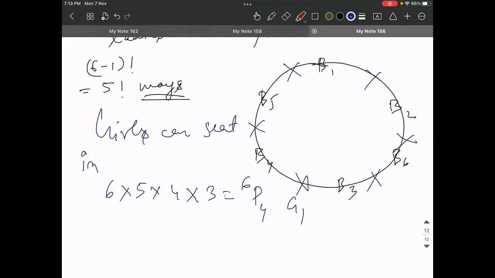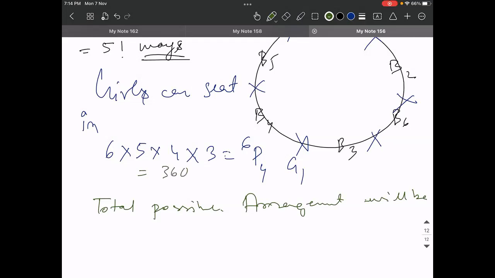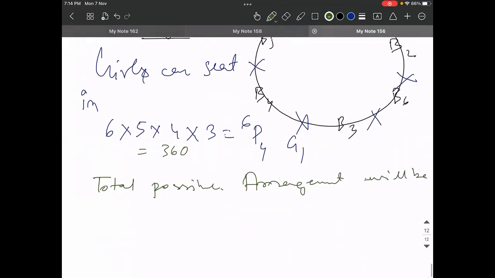So the total possible permutation or arrangement will be, how much is 6 into 5 into 4 into 3? 360. And 5 factorial? 120. So possible is 120 into 360 ways.